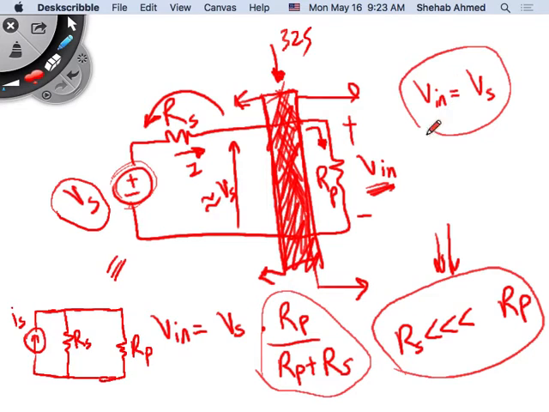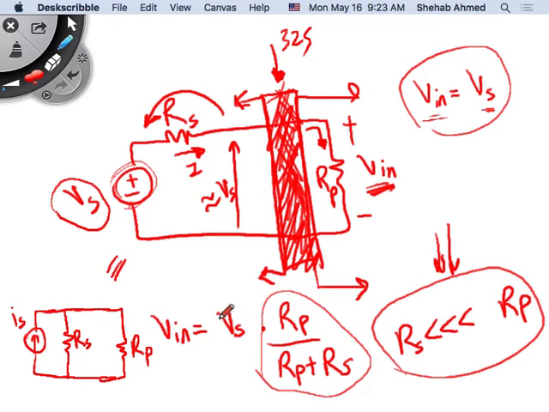Ideally, I would like my signal processing system, which is represented as RP here, to see Vs. I don't want to disrupt that. So basically I would like V input to equal Vs as much as possible. That's my ideal situation. Of course, it's not possible 100%. This is an ideal world, so what does the real world give us?